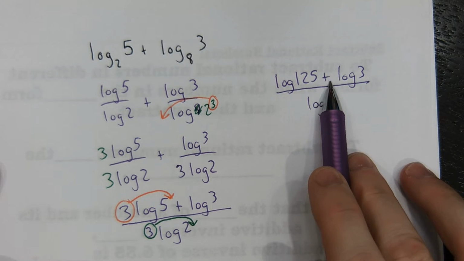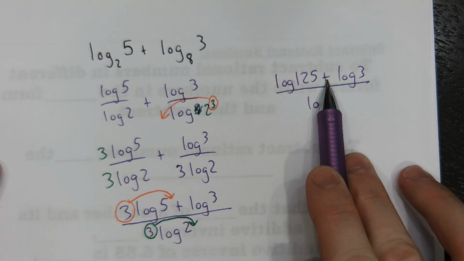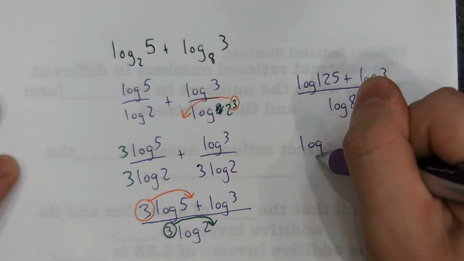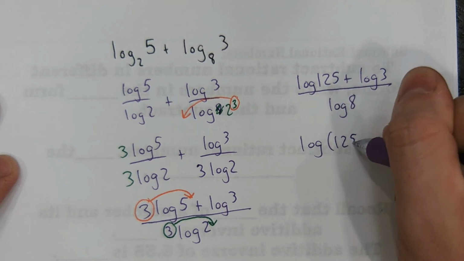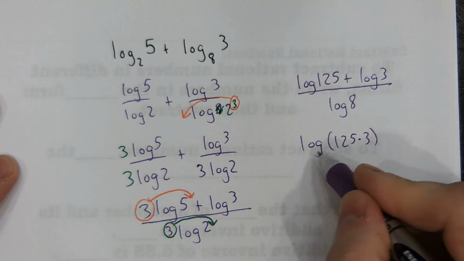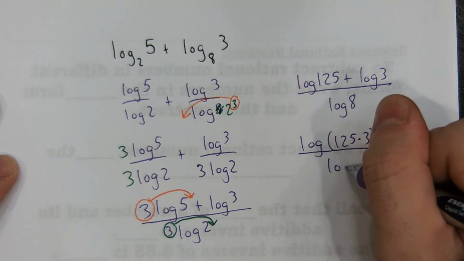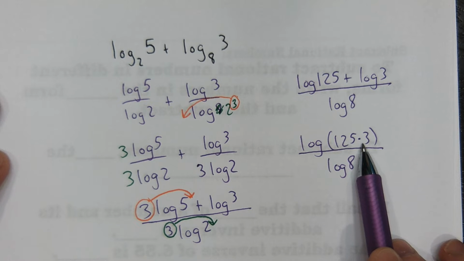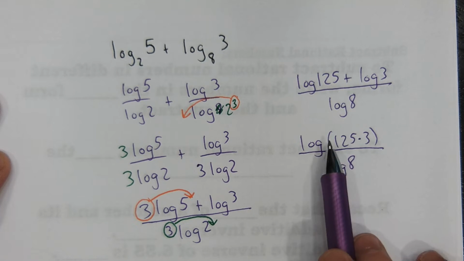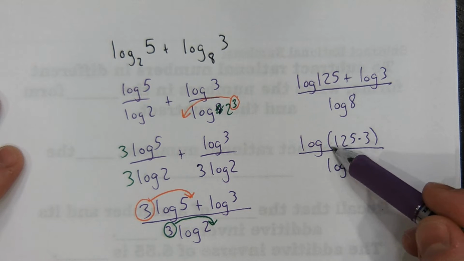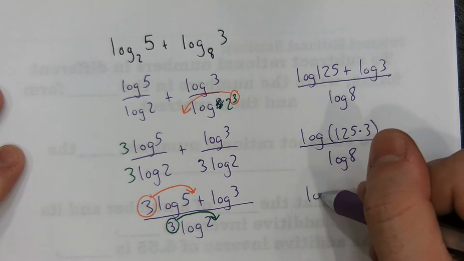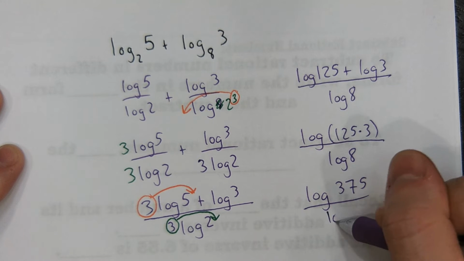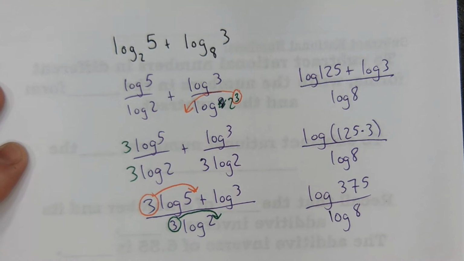Up here, these two logarithms have the same base, so when I add them, it's going to create a multiplication in the argument. Log of 125 times 3 divided by log 8. And once again, don't stress out about the big numbers. I got your back here. I just want to make sure that you understand how the concepts are working. 125 times 3 is 375. This gives me log of 375 divided by log of 8.